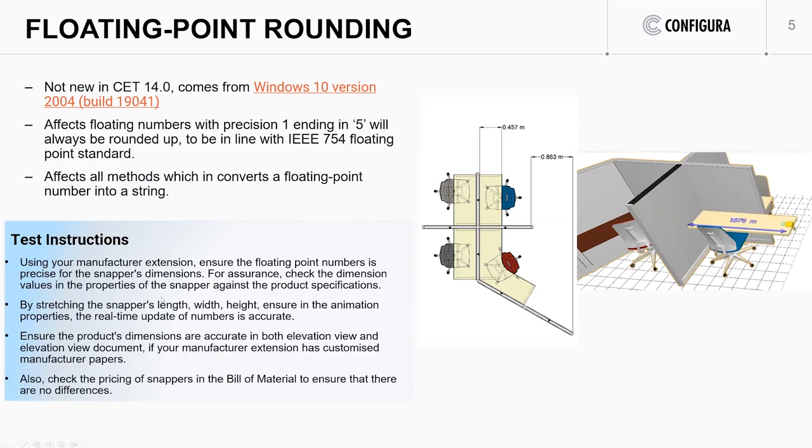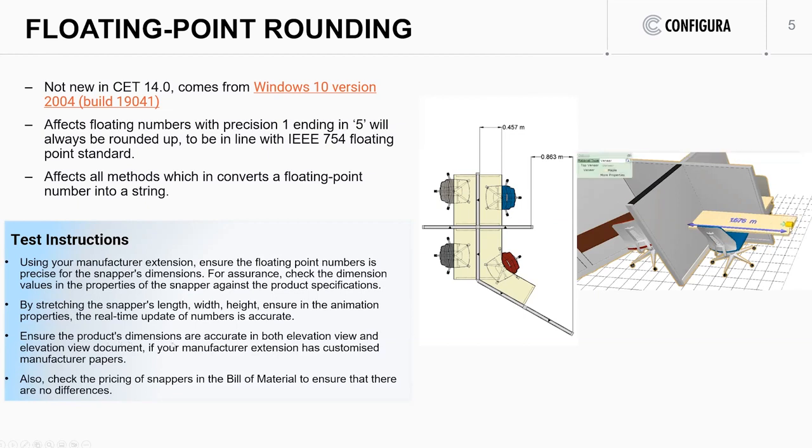And by stretching the snapper's length, width, and height, as you can see here, I'm using an example, a commercial interior example using Fika Office. As you stretch, there's an animation property. Please make sure that the real-time update of numbers is accurate. They do not turn into something else. Please make sure that this number, this update over here, is accurate as before.